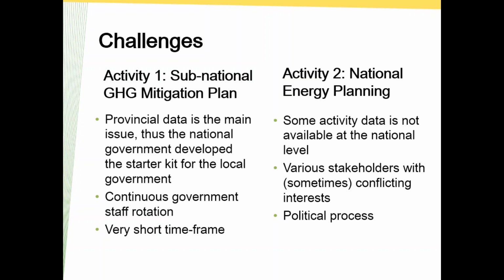For activity 2, the national energy planning, again, data is the main problem. Some activity data is not available at the national level, particularly for the commercial and industrial sectors. Second, there are various stakeholders with conflicting interests. Once we present to, let's say, stakeholder A, they will mention something, and when we present this to the other stakeholders, they will state a conflicting opinion. So those are the things that we have to work out.